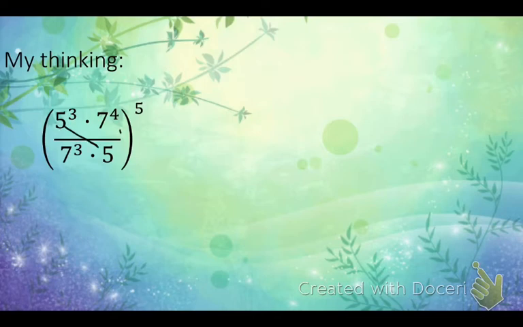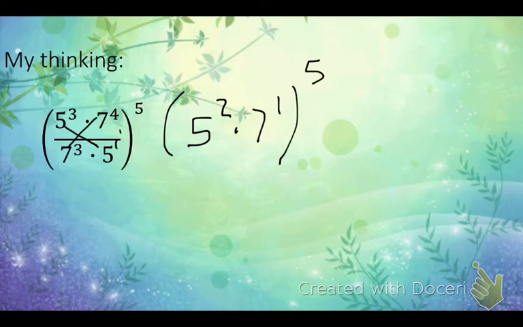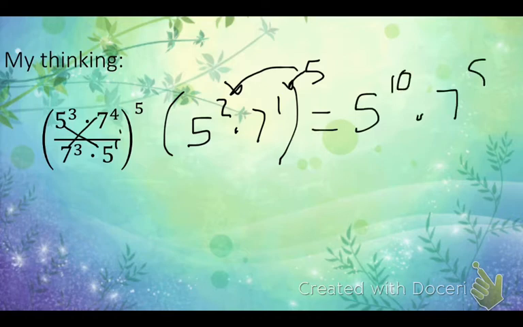So if I'm looking at the 5s, I keep the 5, and I subtract 3 minus 1, which is 2. Then if I'm looking at my 7s, I keep the 7 and subtract 4 minus 3, which is 1. So I can either write the 1 there or not, and then all of that is in the parentheses to the 5th power. Then I take my power of a product rule, and I keep my base and I distribute the exponent. So I get 5 to the 10th times 7 to the 5th.